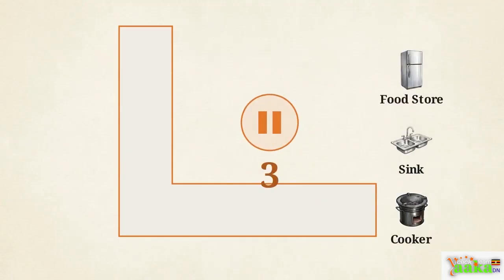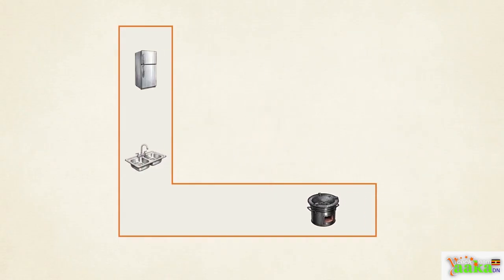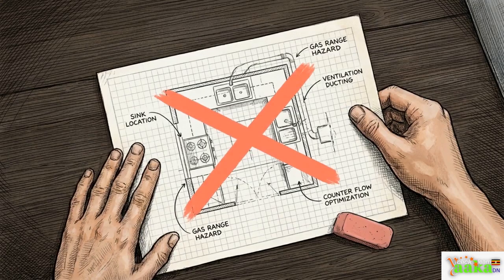Look at this empty L-shaped room. Mentally place the cooker, sink, and food store along these 2 walls to create the safest work environment. Spacing the sink and cooker on separate walls, with the food store nearby, creates a functional triangle with clear buffer zones between each station. Mapping these zones on paper uncovers layout errors before any equipment is purchased.